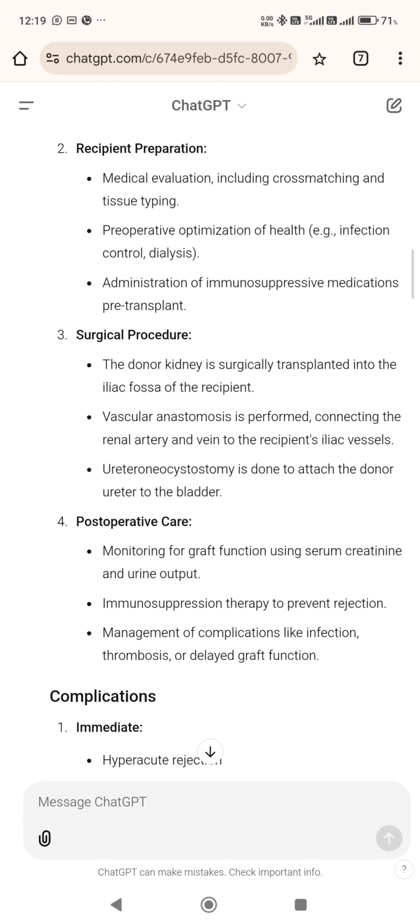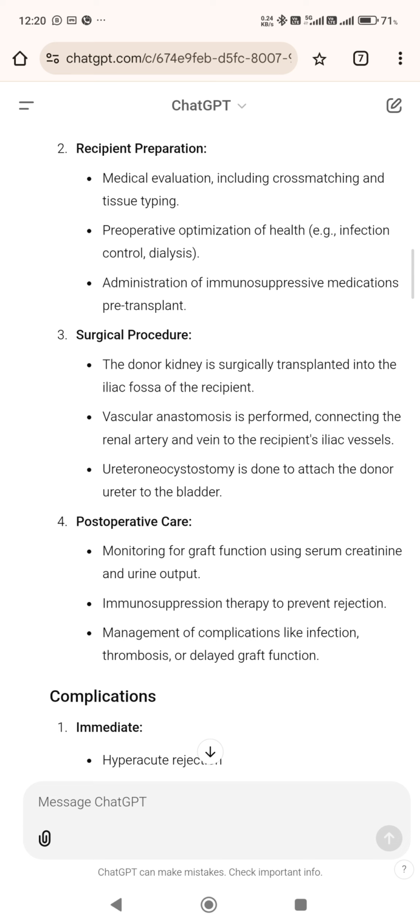3. Surgical procedure. The donor kidney is surgically transplanted into the iliac fossa of the recipient. Vascular anastomosis is performed, connecting the renal artery and vein to the recipient's iliac vessels. Ureteroneocystostomy is done to attach the donor ureter to the bladder.